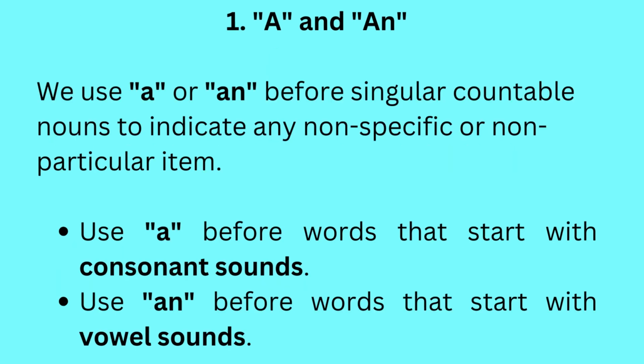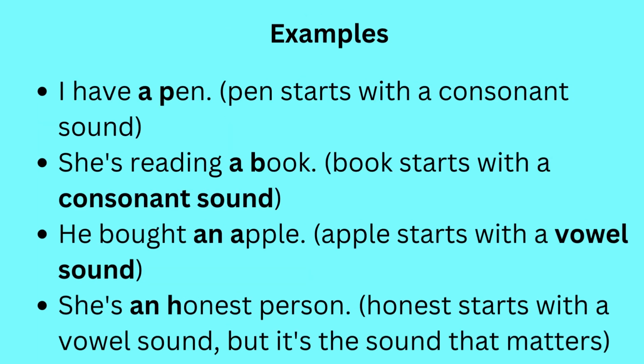A and an. We use a or an before singular countable nouns to indicate any non-specific or non-particular item. Use a before words that start with consonant sounds. Use an before words that start with vowel sounds. Examples: I have a pen. Pen starts with a consonant sound.